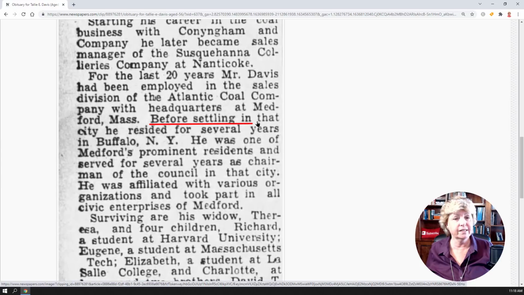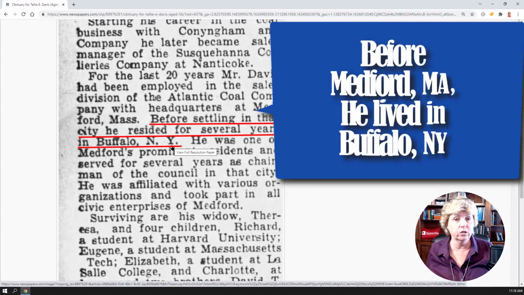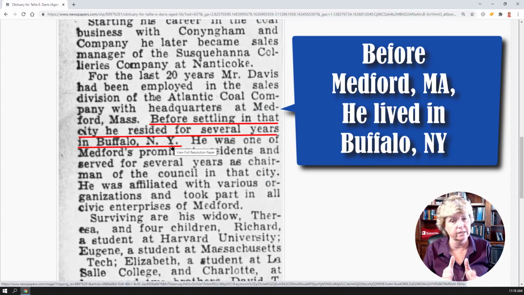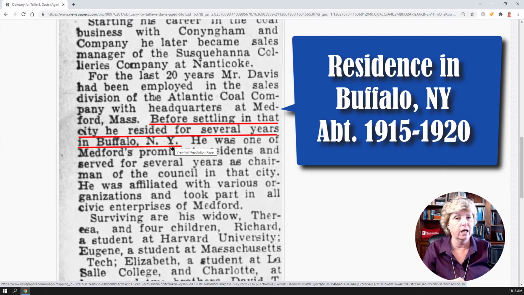Okay, before settling in that city, I'm assuming they're talking about that city being Medford, Mass, he resided for several years in Buffalo, New York. Okay, so now we take Buffalo, New York as a residence, another clue, and the end date is probably about 1920, so going backwards several years, we don't know what several years is. I would infer that to be maybe 3 to 5 years, so maybe we can put into his profile an approximate residence from about 1915, 1917, somewhere in there, to about 1920. He was living in Buffalo, New York. And we're going to talk more about all of this here in a moment.